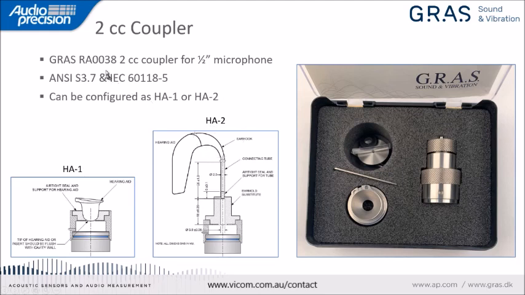And this RA0038 coupler from GRAS comes in a nice kit like this. As you can see, you have the parts for the HA2, and you can also remove these parts and place the conical adapter on the coupler to turn it into an HA1. So this is all built into this nice little kit.